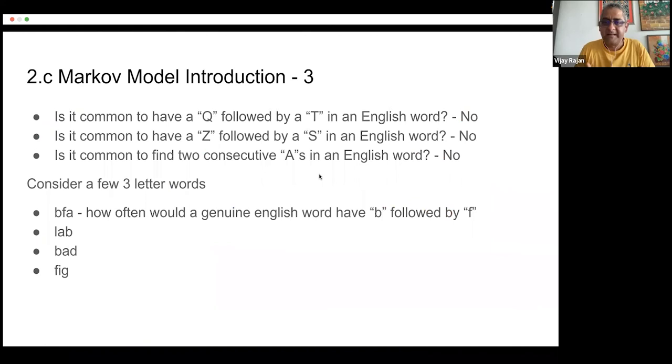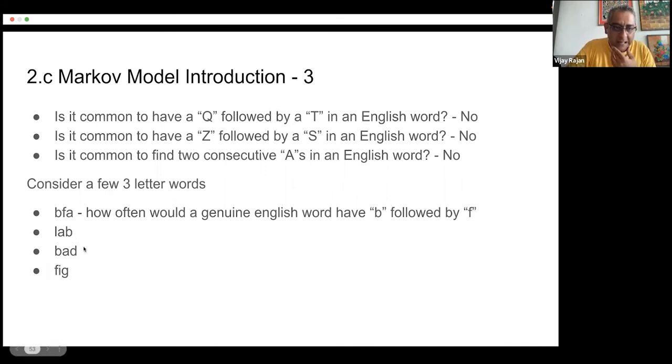Is it common to see a Q followed by a T in an English word? No. Is it common to see a Z followed by an S in an English word? No. Is it common to find 2 consecutive A's in an English word? No. Now consider these 3 words here. You have BFA. How often would a genuine English word have a B followed by an F? Unless it's an acronym, absolutely 0, right?